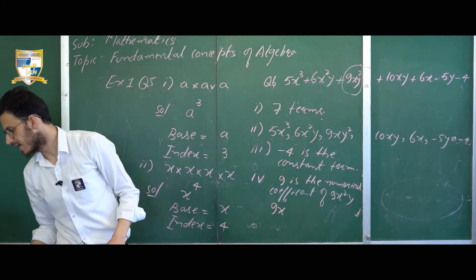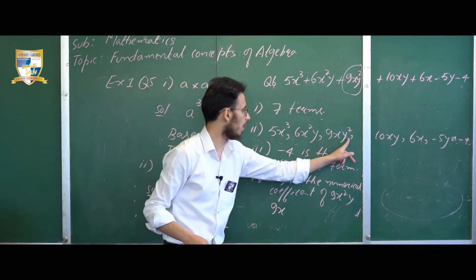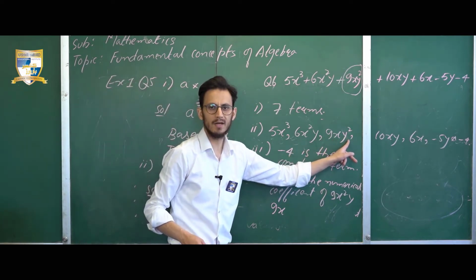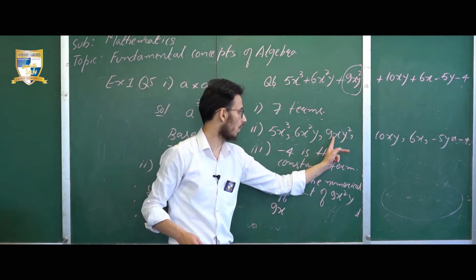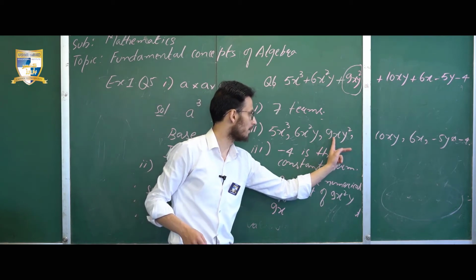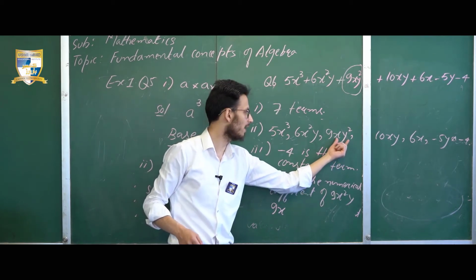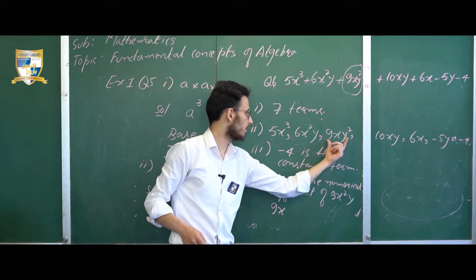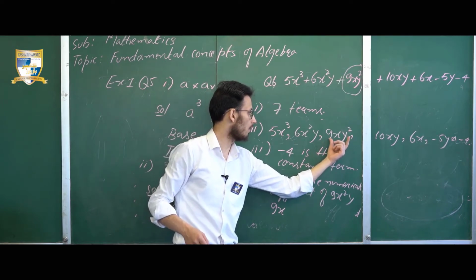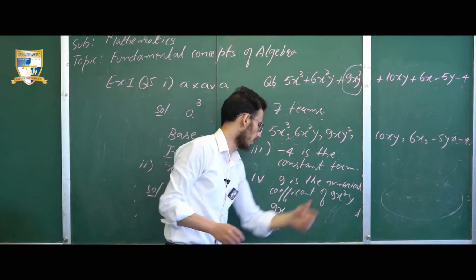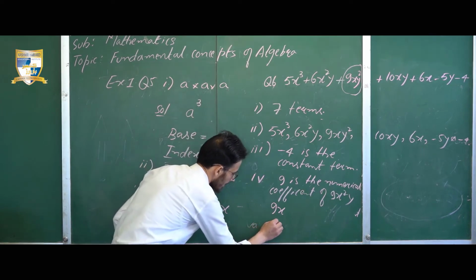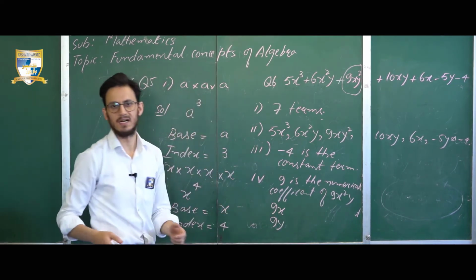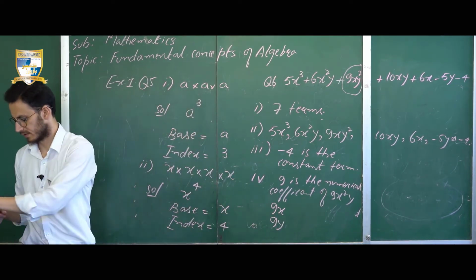And the last is xy. For xy, we have to find out the coefficient. So the coefficient of xy is 9, because here it is taking only one y, so we have another y, so we can say that the coefficient of xy is 9y. So this is the answer of this question.